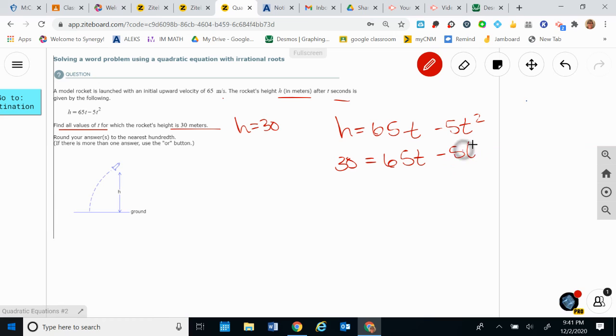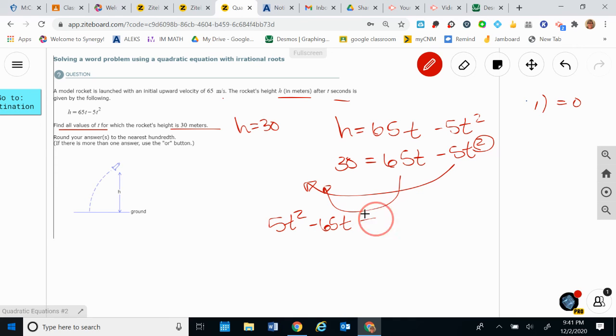and now you follow, it's a quadratic. So now you follow all the rules. Check number 1. Is it equal to 0? No. Let's make it so and put it in standard form. So I'm going to move the 5t over this way and the 65t. So I'm going to add 5t to both sides. So I'll get 5t squared minus 65t, because remember, when you jump over to the other side, you change the sign. Plus 30 equals 0. We didn't change the 30, so it doesn't change.